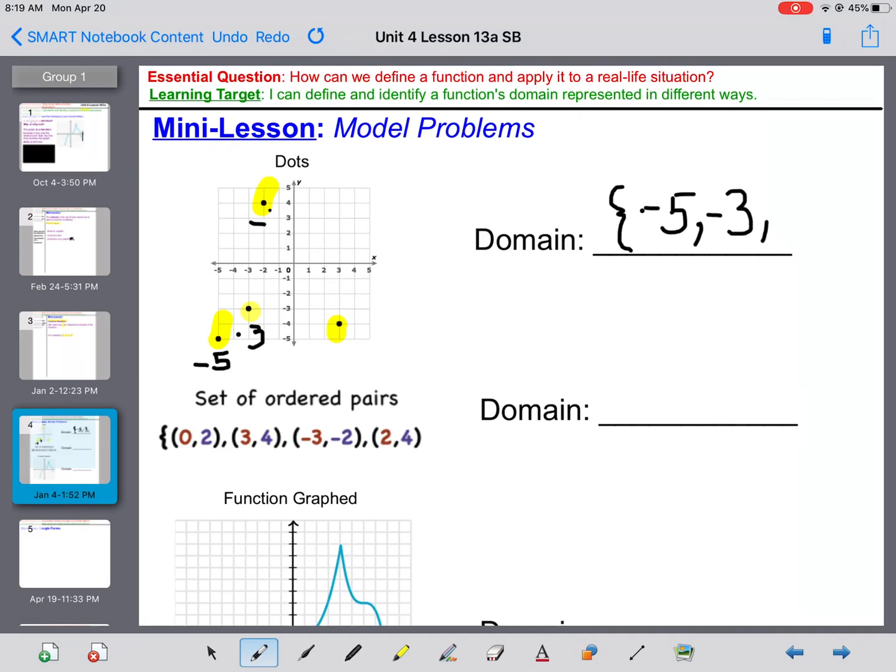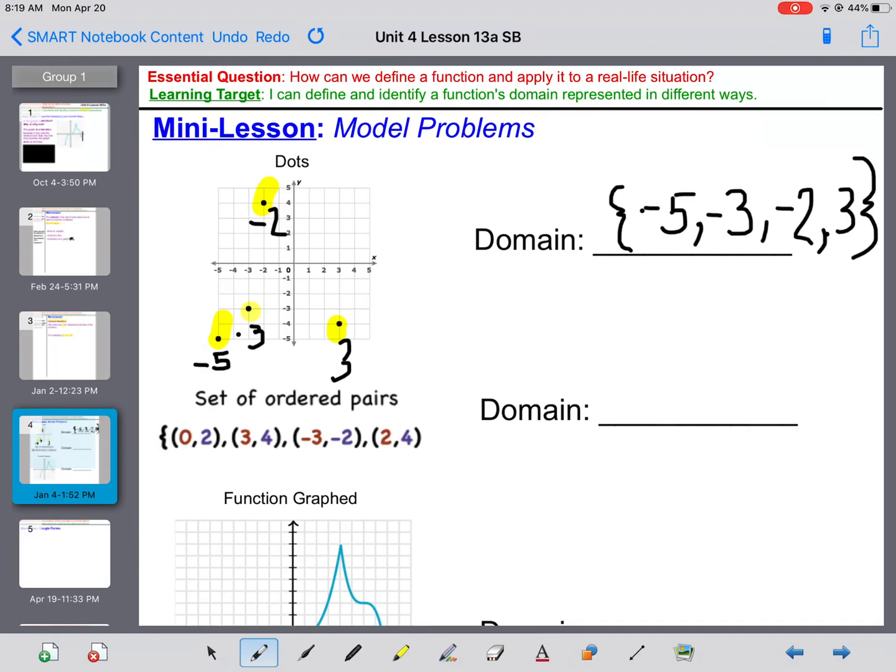This one is -2. And the last one is +3, (+3), comma. And that's how we would represent the domain of those 4 dots in that graph right there.